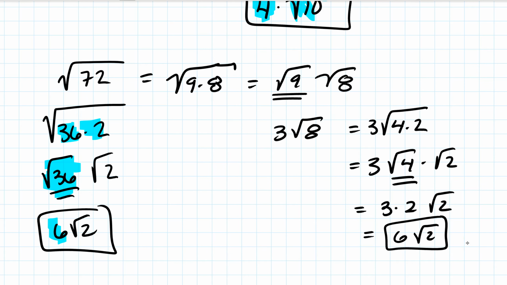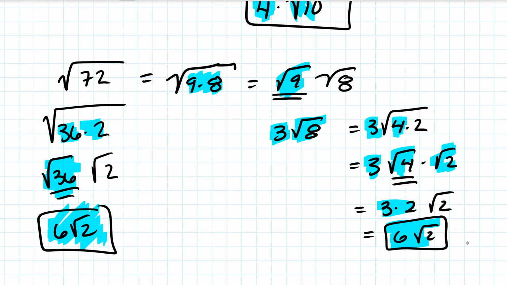Let's say you knew 72 was the same thing as 9 times 8. Well, 9 is a perfect square. That's good. That's the number 3. But then you have this square root of 8. Now, the issue here is that the square root of 8 still has a perfect square inside of it, that 4. So you can still keep going and say this is a 3 that comes from here, and the square root of 4 is just the number 2. 3 times 2 is 6. And look, you end up in the exact same place as before.